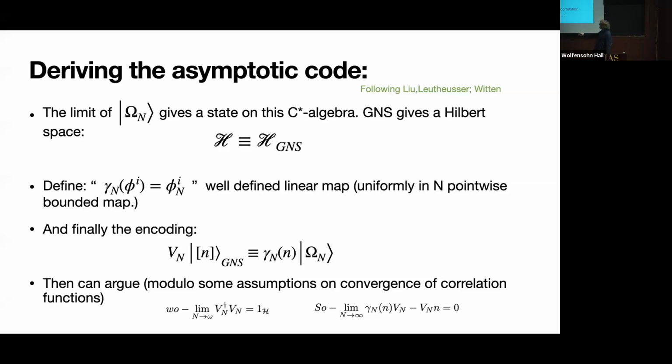And then finally, once you have this map, you can define this V_n encoding in the quantum error correcting code, just using a linear representation of that map. And then modulo some assumptions on the convergence of these correlation functions, you can argue you get these weak operator and strong operator limits. Gamma_n here is kind of like the global reconstruction map.